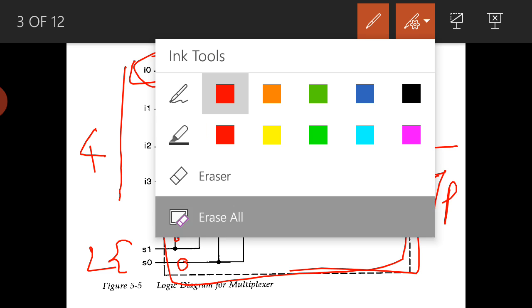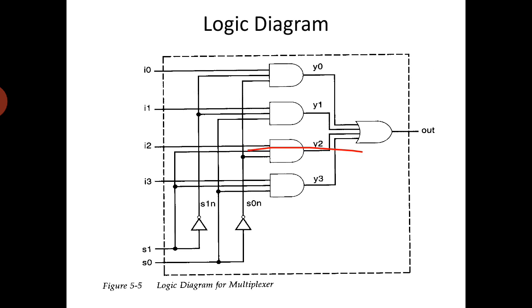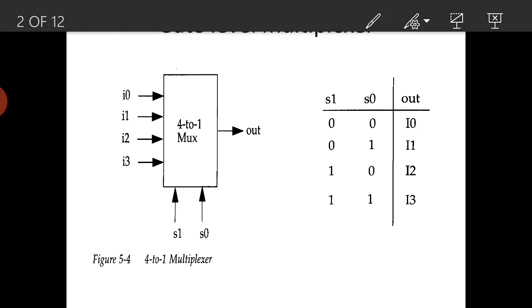Similarly, if you take another combination, for example 0 and 1, so 0 will become 1. If you see the truth table, 0 1 means we are considering S0 as 0 and S1 as 1. The third combination, 1 0, where S1 is 1 and S0 is 0, means I2 will be selected, which is the third gate here.